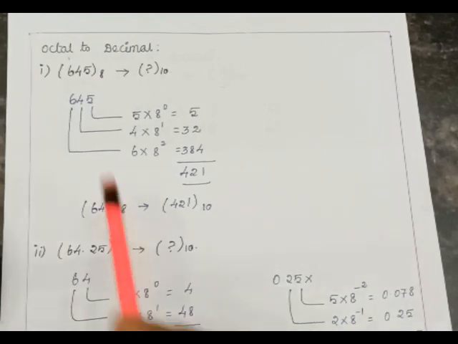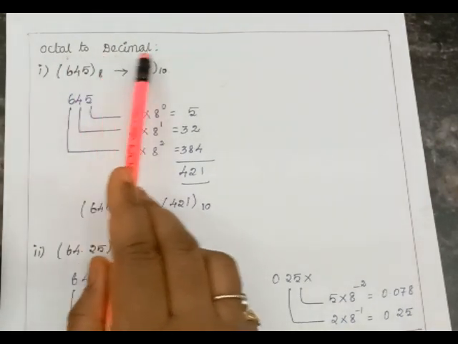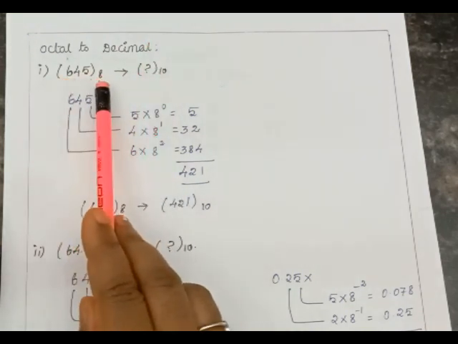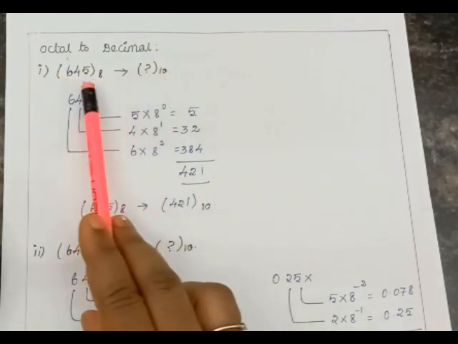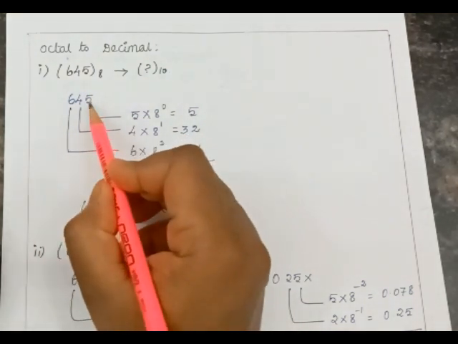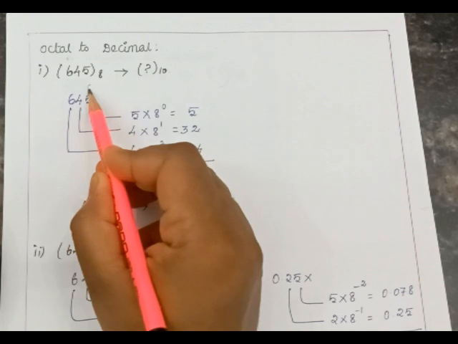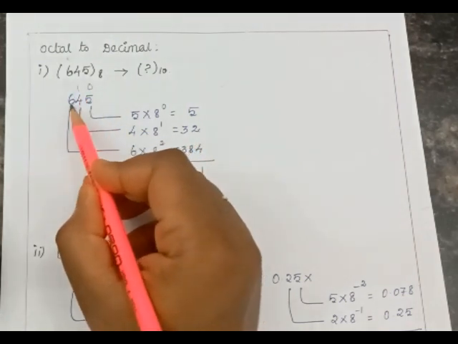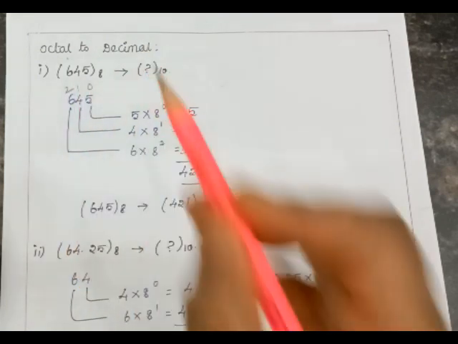The next conversion is how to convert an octal number to a decimal number. 645 is the octal number. What is the decimal value of this 645? So we have to assign the place values. For this 5 the place value is 0, for this 4 the place value is 1, and for this 6 the place value will be 2.